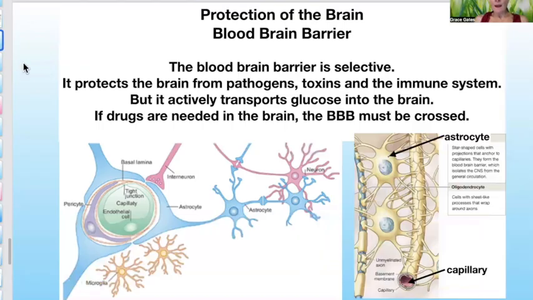The blood-brain barrier is selective. It protects the brain from pathogens, toxins, and the immune system, but it actively transports glucose into the brain. If drugs are needed in the brain, the blood-brain barrier must be crossed, and that can be a problem. Finding something that is able to cross the blood-brain barrier and treat whatever problem the person is having in their brain can be a problem.